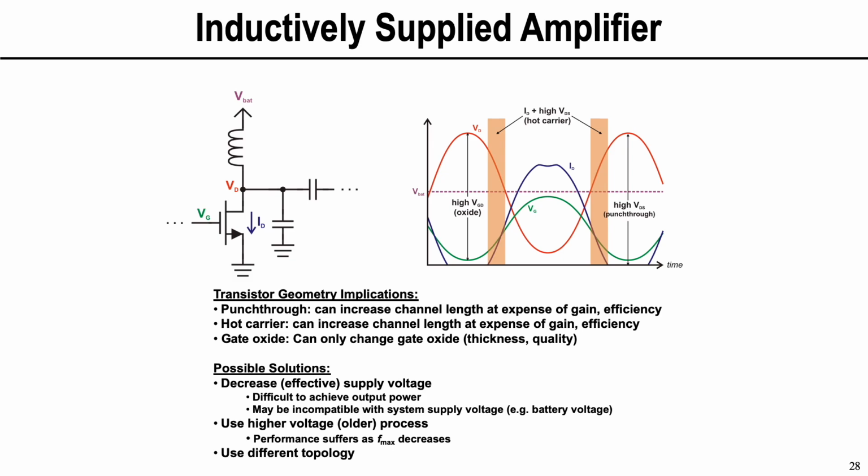As it's swinging, of course, it's an inverting stage, so the drain voltage is going to be highest when the input gate voltage is the lowest, and this is where you are stressing the drain gate oxide the most. So that's where you are prone to that.